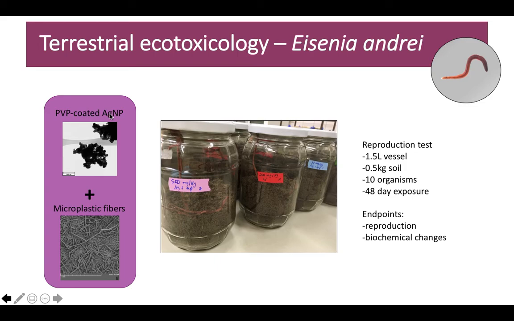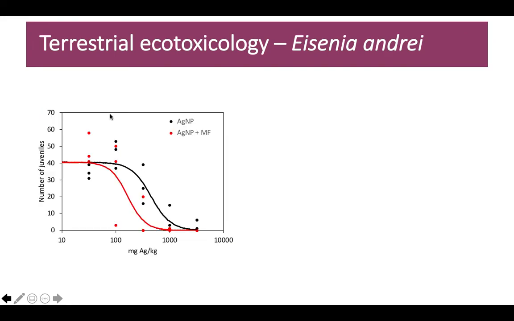For the terrestrial ecotoxicology, we use the worm Eisenia andrei. For that, we expose the worms to PVP-coated nanoparticles in the presence and absence of the microplastic fibers. We put 10 worms in each jar, and after 48 days, we measure the reproduction by counting the number of juveniles, and we check also the biochemical changes.